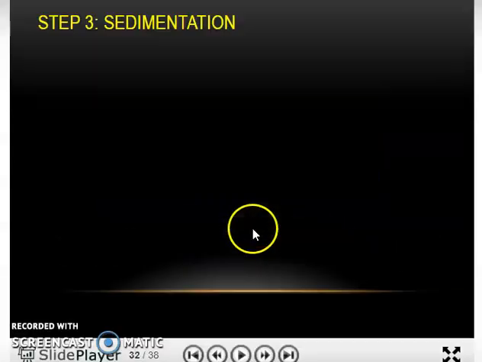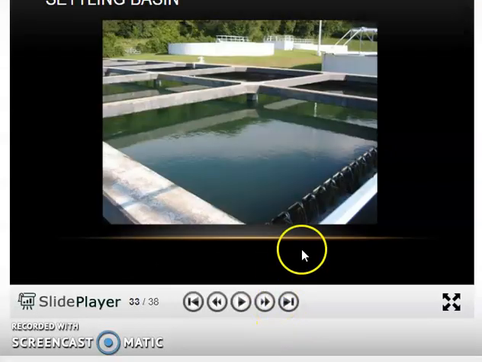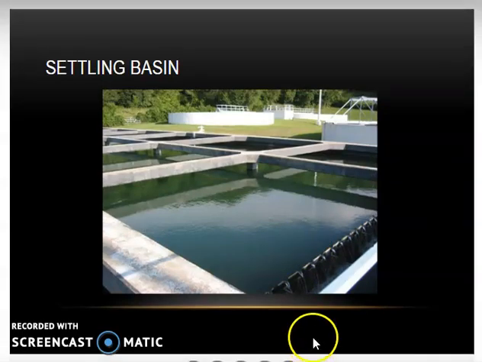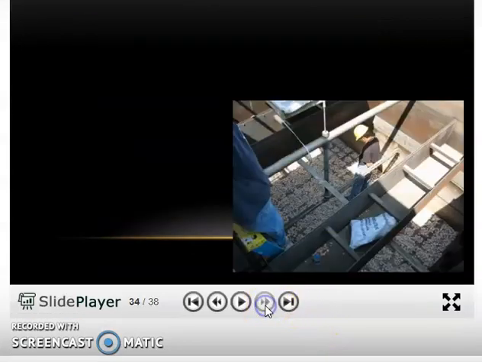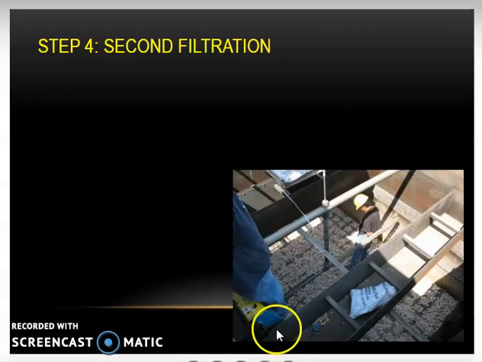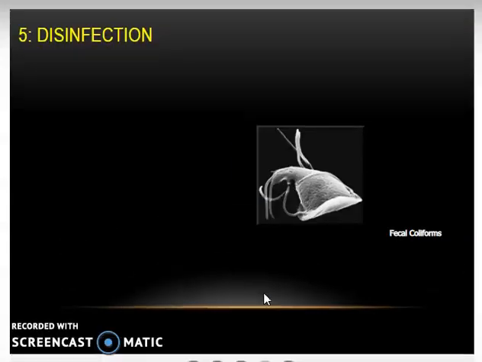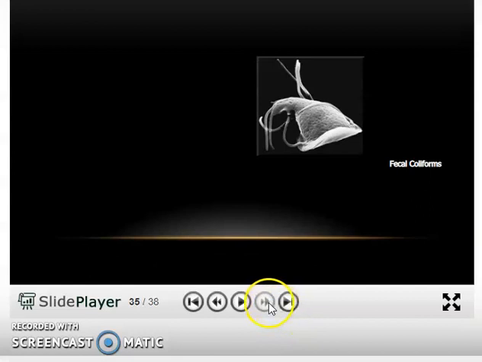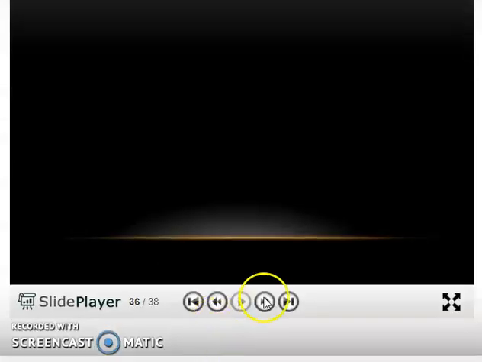There's sedimentation, though the picture's not showing up there. There's a settling basin, so this is where the water goes and everything settles out. They're able to filter the water through a filtration system, and it catches those larger particles. And then disinfection. Fecal coliforms are things that are carried in feces that would be disinfected and taken out, neutralized at that point, and then storage and distribution of the water.